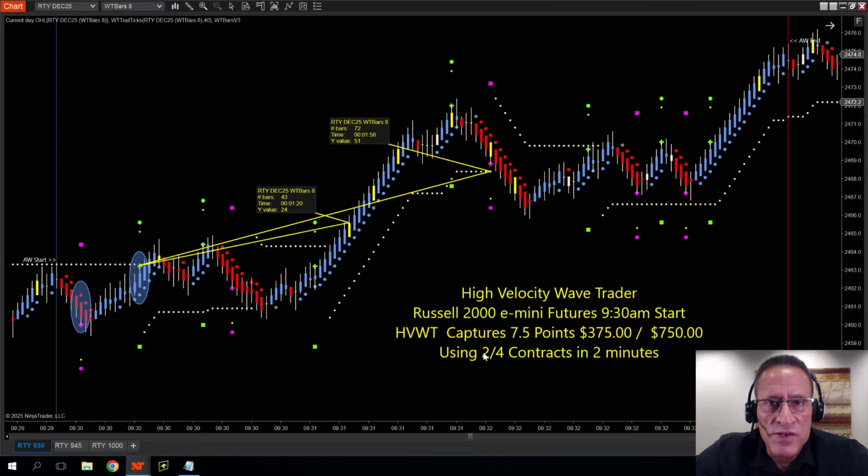This is the Russell 2000 Index Futures. If you're not familiar with futures, they're very easy to trade, and the very cool thing is that we can go long and short no matter which direction the market is going. Now the result of this trade, as far as what it produced in profit, was 7.5 points, $375 if you're trading 1 and 1.